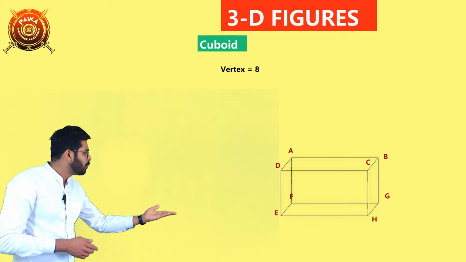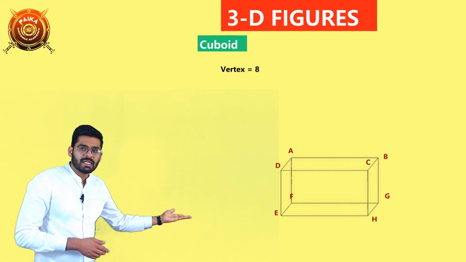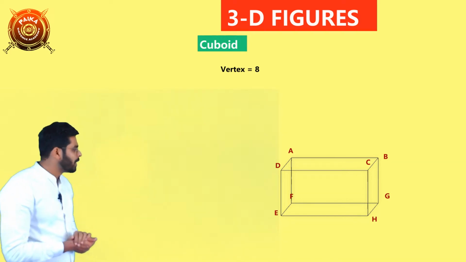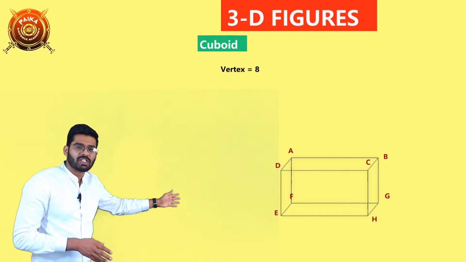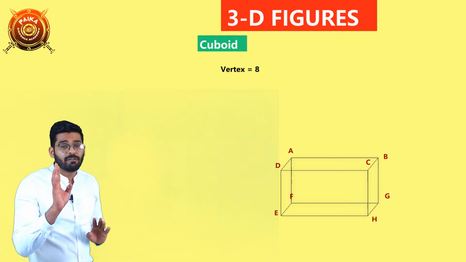Now we will take the bottom cuboidal face, that is EFGH. So the edges are EF, FG, GH and HE. So we have a total of 8 edges till now.